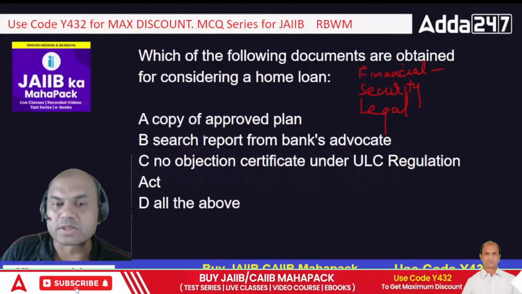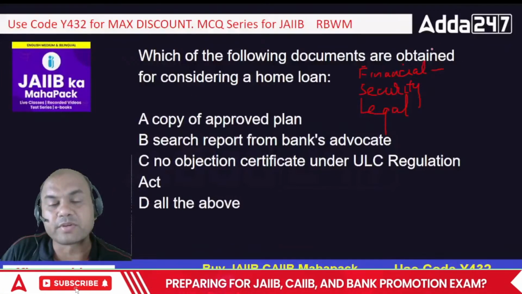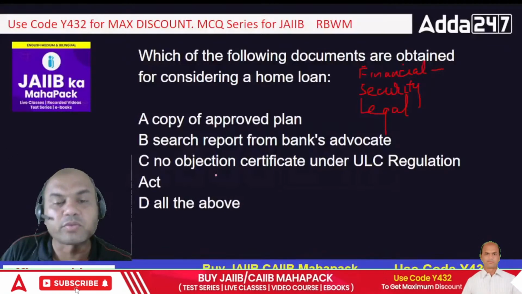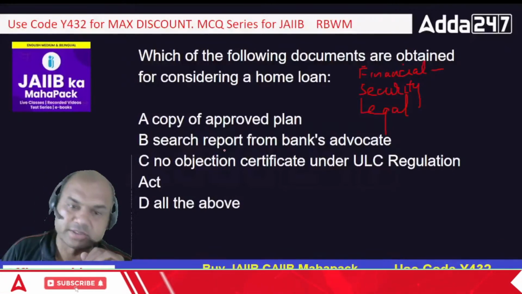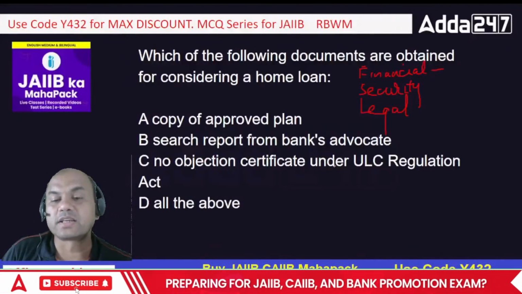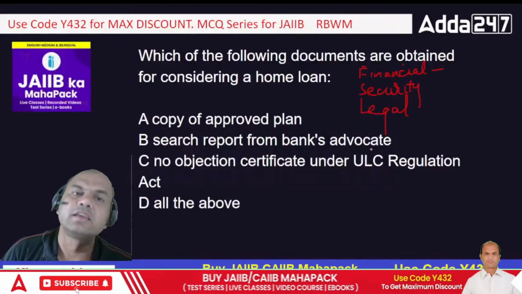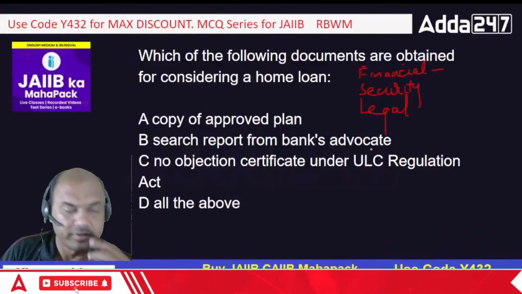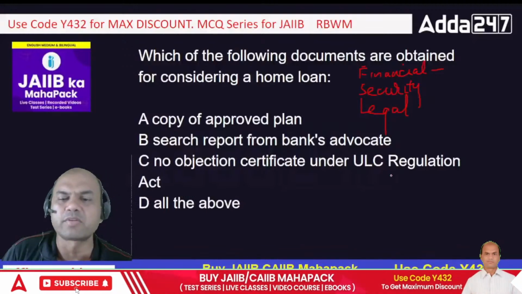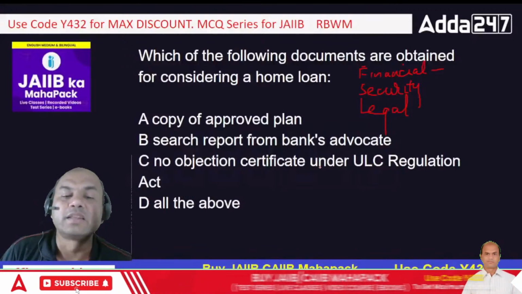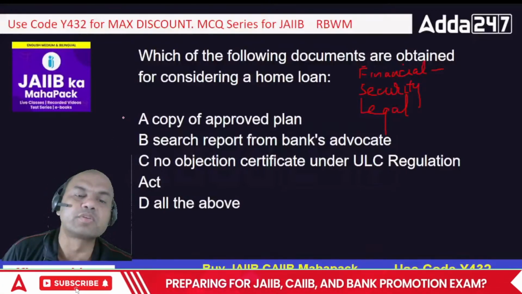So when the question says A, B, C or D, it doesn't mean only these. There are other documents as well. The question is, out of these what is required? Copy of approved plan is required, yes. Search report required, yes. NOC in case of ULC, urban land ceiling we call it. Urban land ceiling means what? This is a separate ceiling given by the government. There are details of this, but you don't go into those details. As a banker we are not required. We only need to understand that there is some NOC from the ULC Regulation Act. So A, B and C.